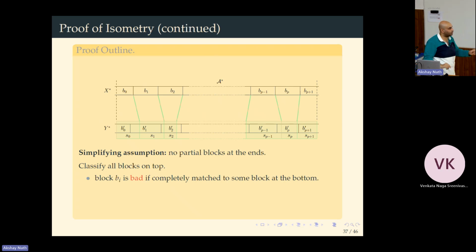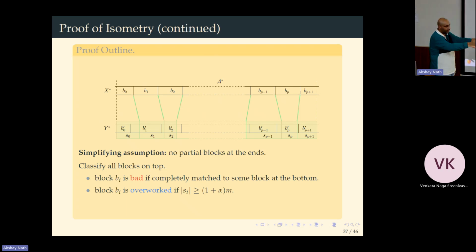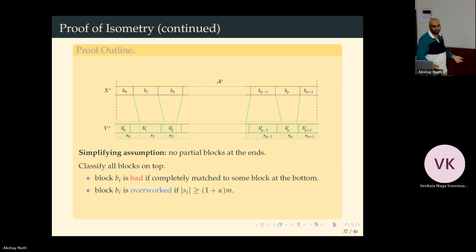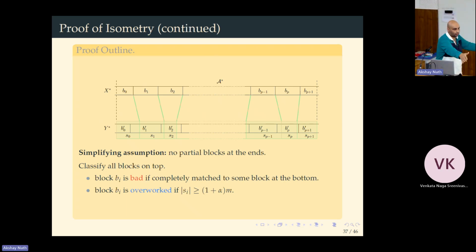Intuitively, it's like you had a locally self-dissimilar string and you wrote K here and K somewhere here, and these two you expanded into those code words and they completely match. You have block Bi, which is overworked if it's spread downwards more than 1 plus alpha times its own length. So it's going down and spreading a lot. And then the rest are all good because we can handle them.